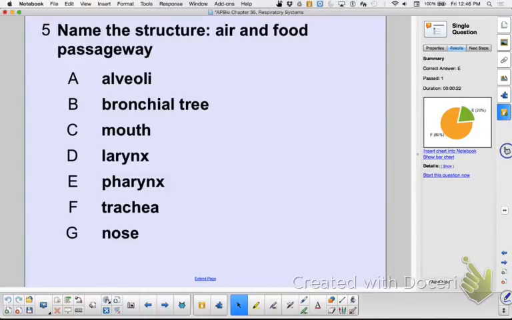Trachea. Air and food passageway in the trachea. What would happen if you got food in your trachea right now? It sounds bad. Yeah, you would choke. The pharynx is for air and food. That is surprising me.